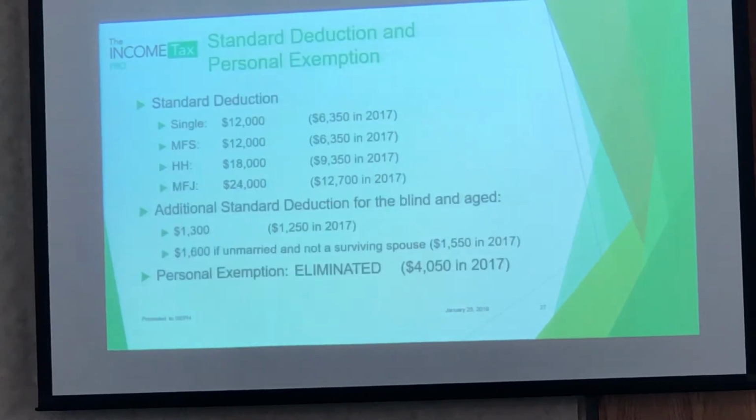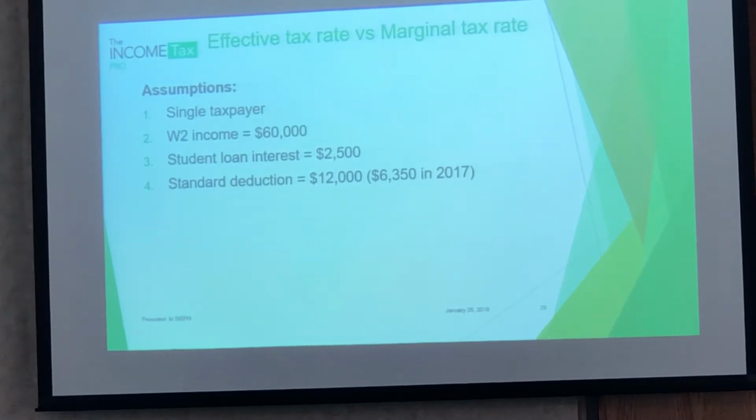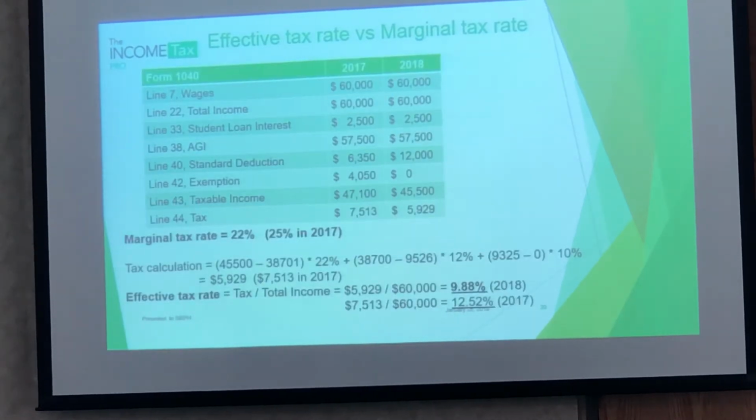Okay, so in order to calculate your marginal rate, here's an example. Let's say it's a single taxpayer, W-2 income 60,000, they have student loan interest of $2,500, standard deduction is 12,000. In 2017, it was 6350. Okay. So these are the lines in Form 1040 that you would put these numbers. So when you go through the calculation, he's in the 22% marginal bracket in 2018. He would have been in the 25% marginal in 2017. Here's the tax calculation.